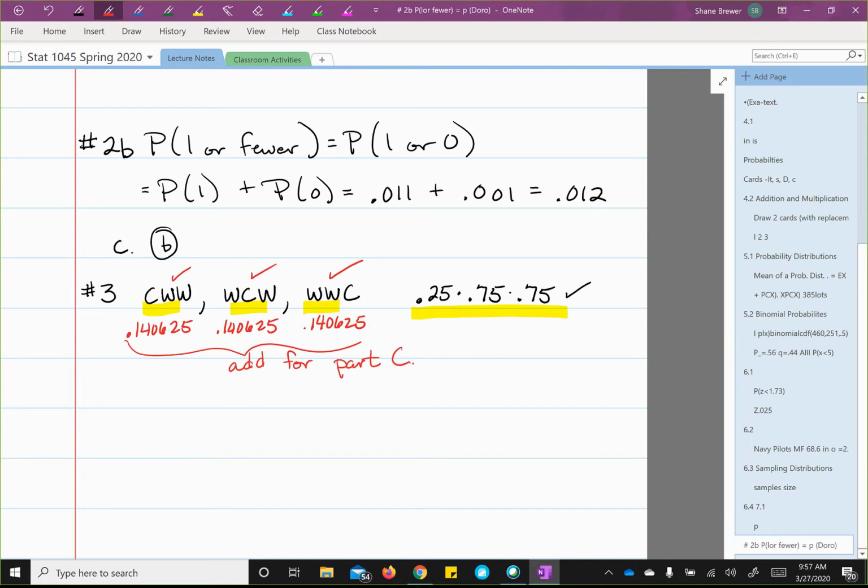No, the way we got 0.140625 was we multiplied 0.25 times 0.75 times 0.75. So, yeah, that's correct. Add those three numbers together.